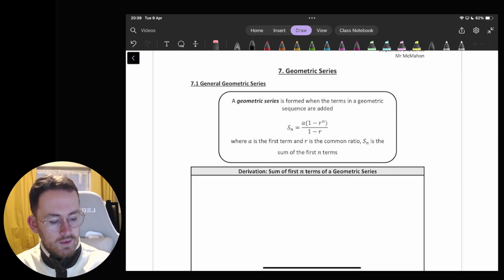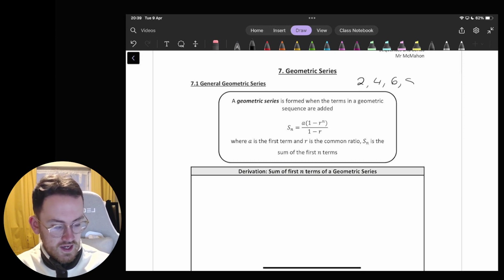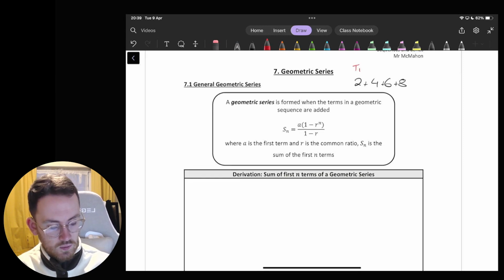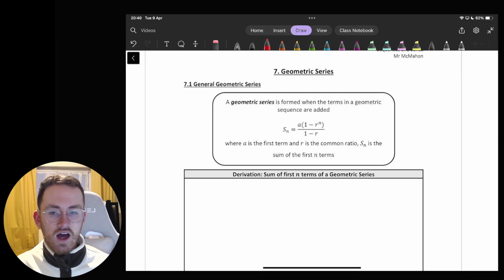As opposed to lists of terms where we're just listing 2, 4, 6, 8, and so on, whatever the connection is there, we're now looking more at summations. So in this case, this would be T1, T2 would be adding those two, T3 would be adding those three, and so on. So I'm looking at smaller sums and bigger sums, depending on how many terms I need to use here.